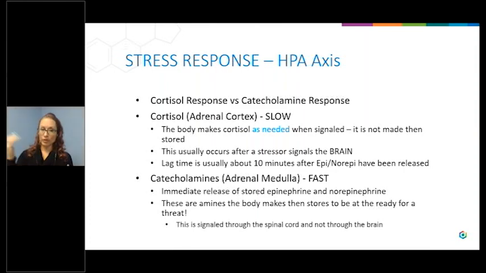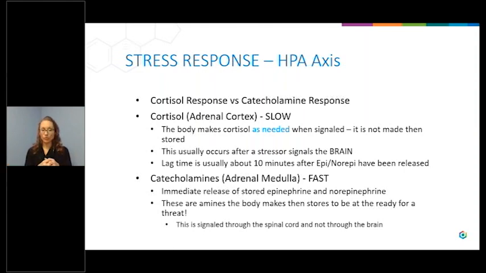Your cortisol, which is released by the adrenal cortex, is made on demand, as needed, when signaled. It is not made and then stored to be available to deal with stress. So your body gets a signal, then produces cortisol. The reason I say this is a slow response is because the signals have to hit the brain, and then the brain has to send all of those signals down to the adrenal gland to release cortisol. The lag time is usually about 10 minutes, and this is 10 minutes after epinephrine and norepinephrine have been released.